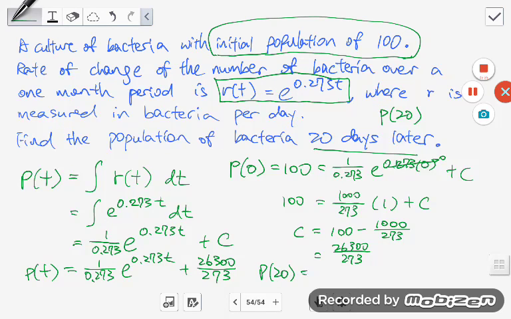And we will have to use a calculator for this, but this is not bad, right? Because all we have to do is substitute the values in there. E to the power of 0.273 times 20, and then plus the fraction 26,300 over 273. And when you use a calculator, your final answer should be approximately 957. All right, so we started with 100, but after 20 days, we will have approximately 957 bacteria. Okay, that's it. I'll see you guys in the next video. Bye.